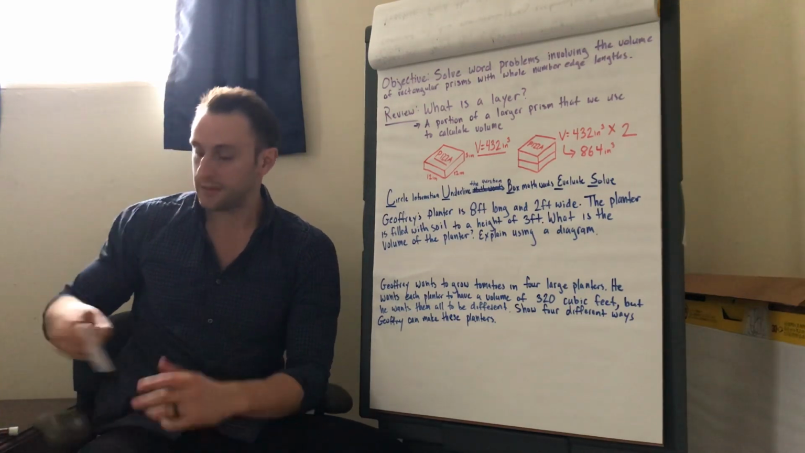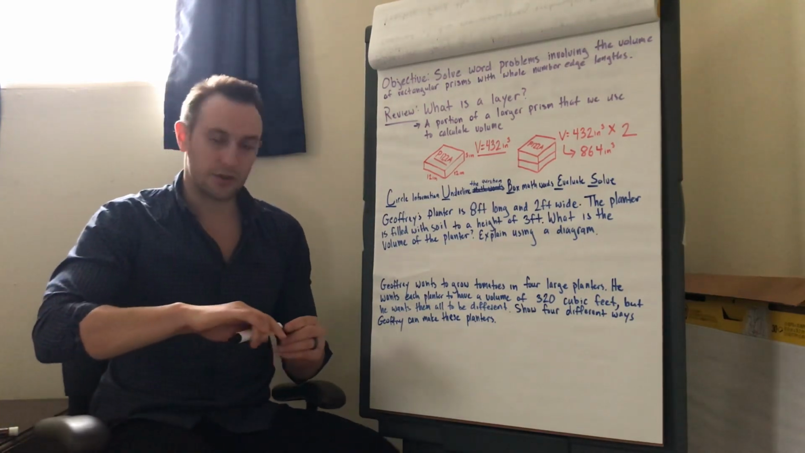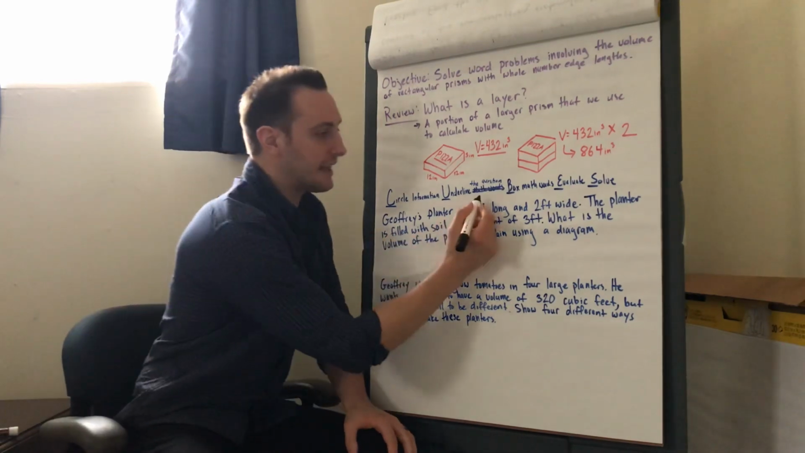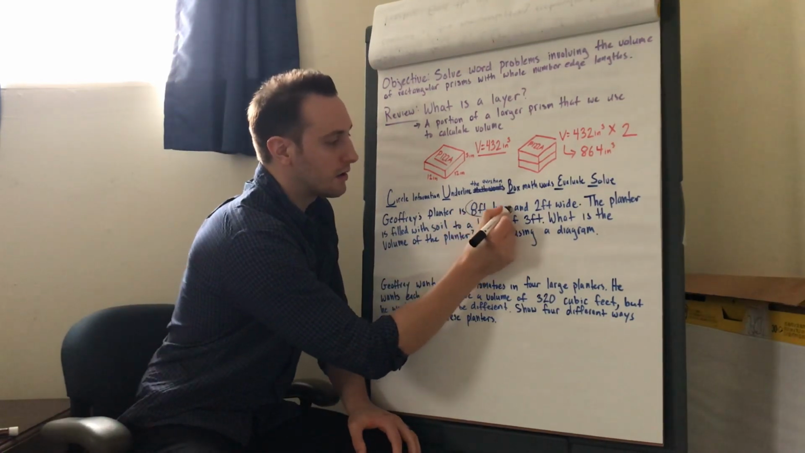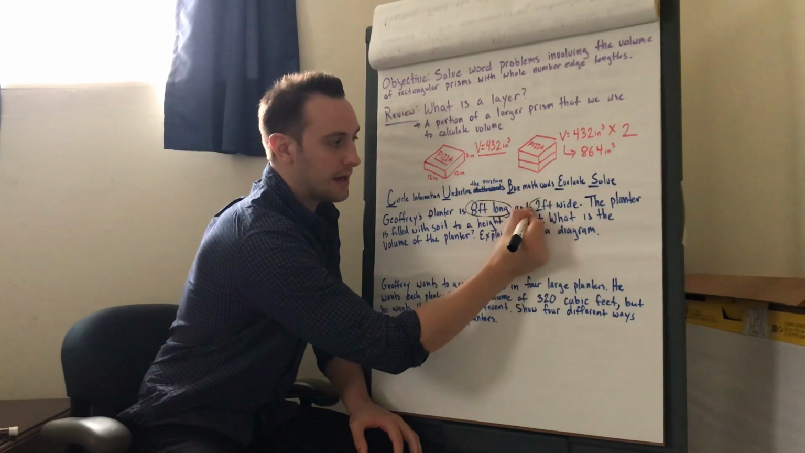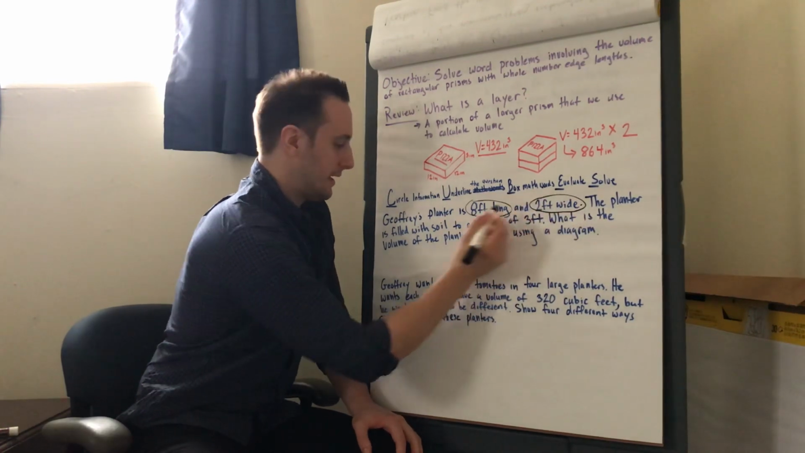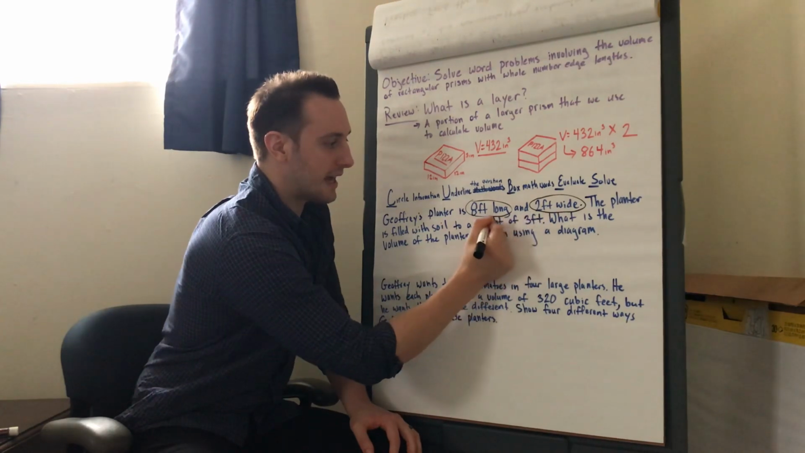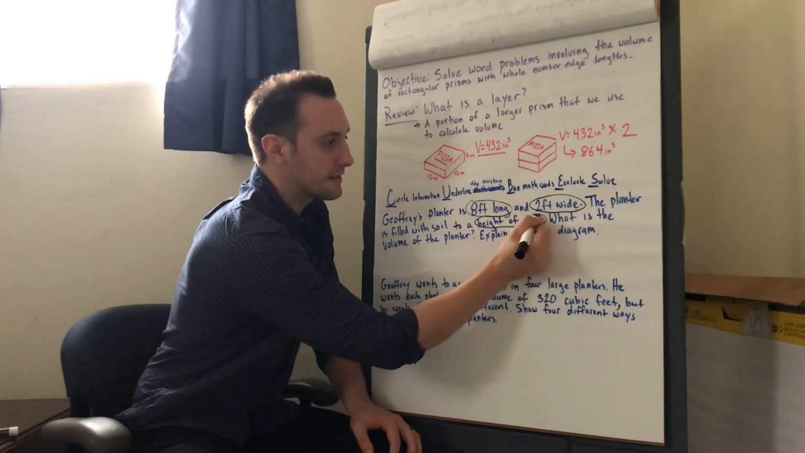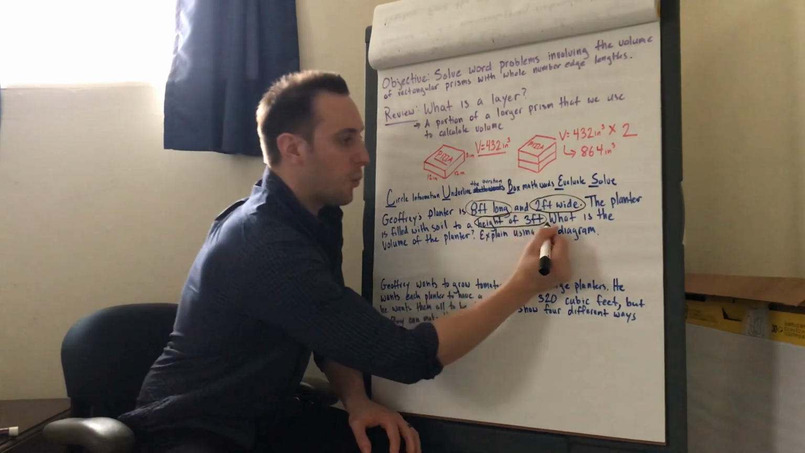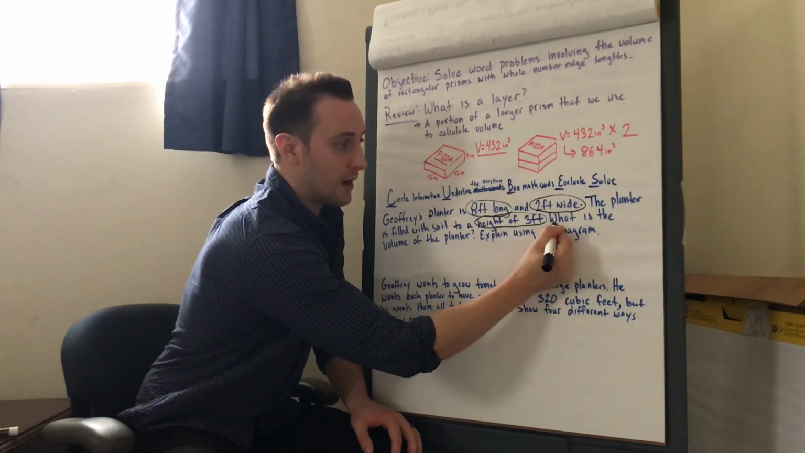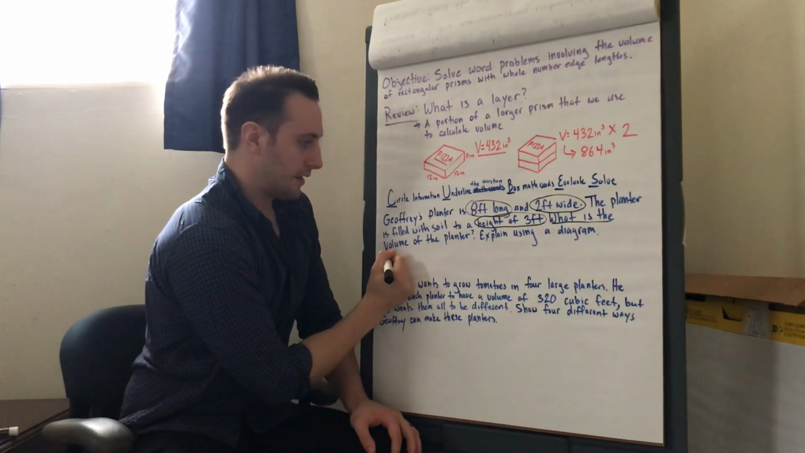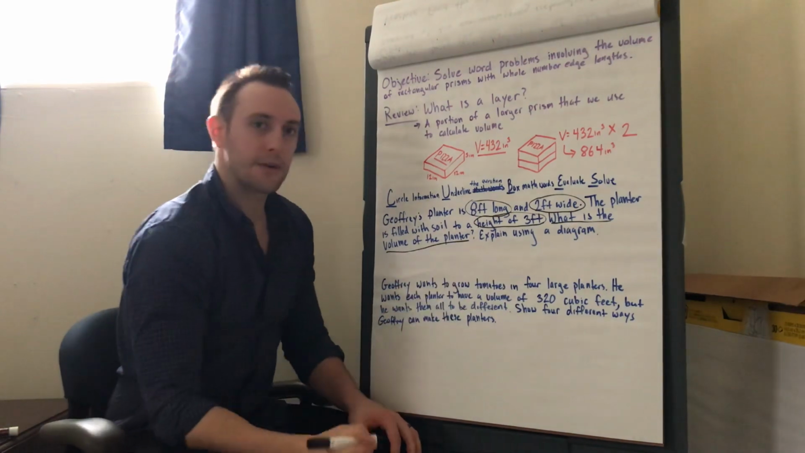So I'm going to grab my marker. And I'm going to circle the information. So I see 8 feet long. I see 2 feet wide. And I see filled to 3 feet. That's the height, is 3 feet. Okay? I'm going to underline the question, what is the volume of the planter?